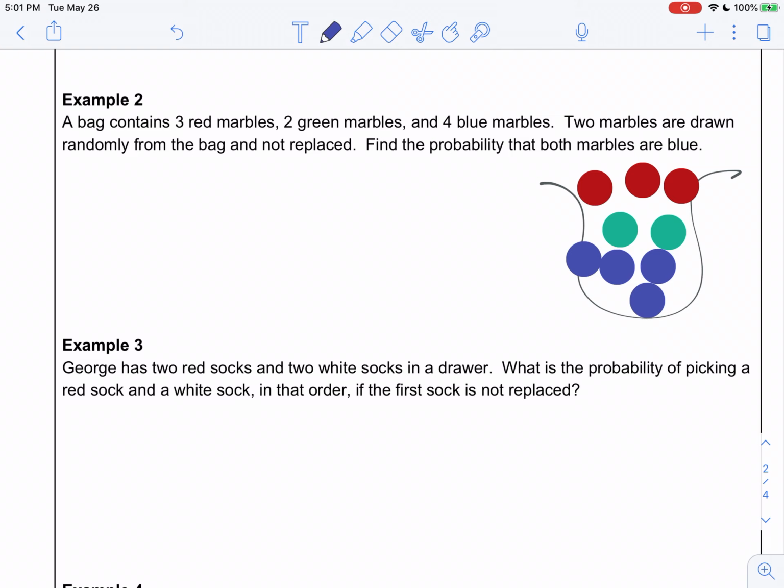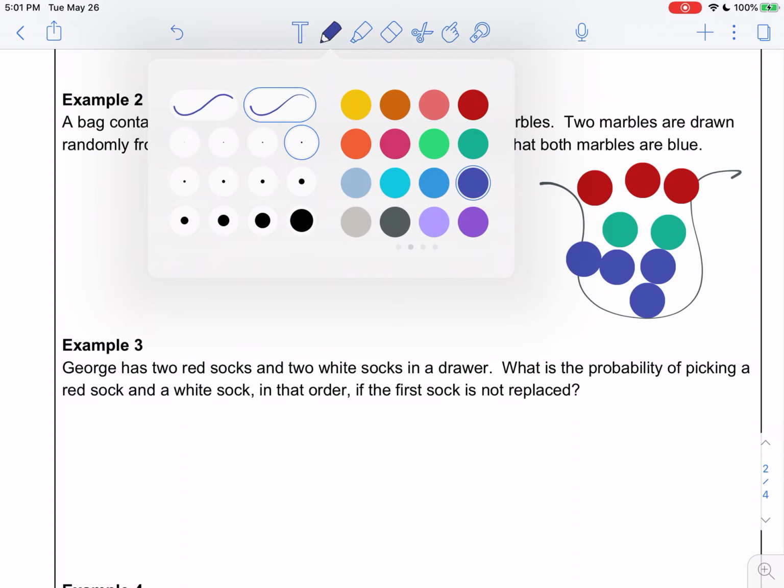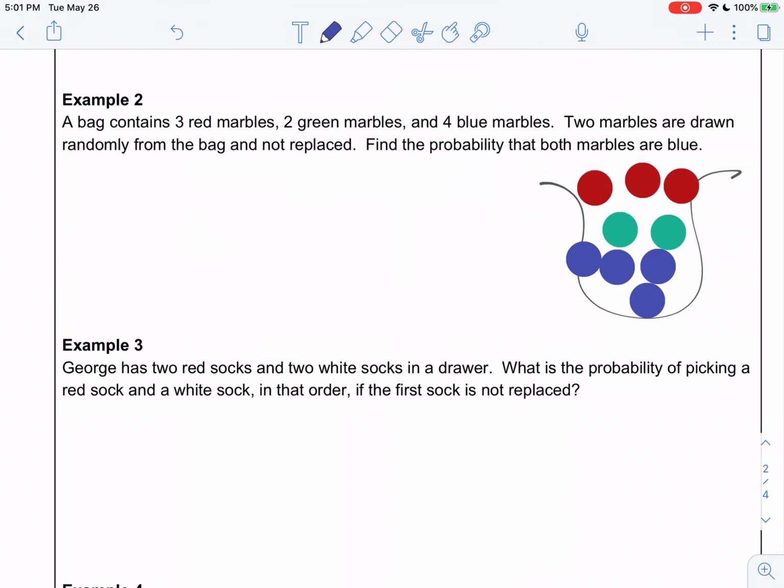We want to find the probability that 2 marbles drawn randomly from the bag, which are not replaced, are both blue. All right, so the first time we might take a look and say, hey, there are 9 total marbles hanging out here. And the first time I pick one out, I want to get a blue one. So there are 4 out of 9 of those. 4 out of 9 is my probability that the first one's blue.